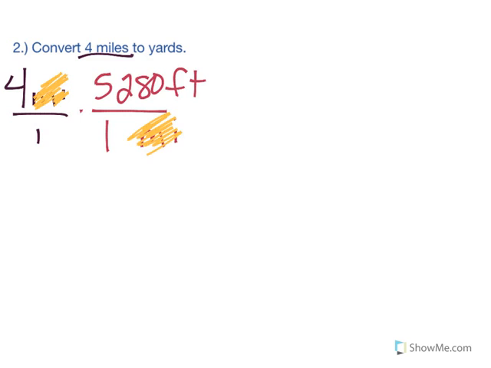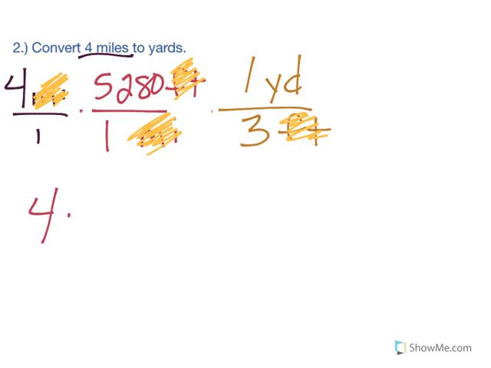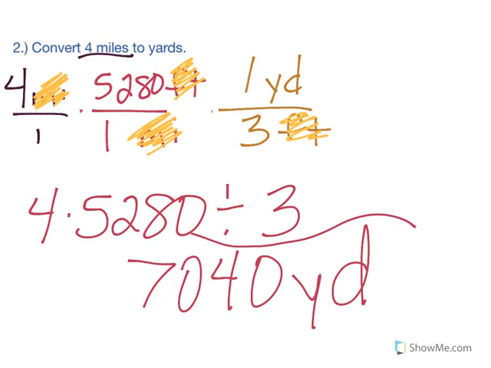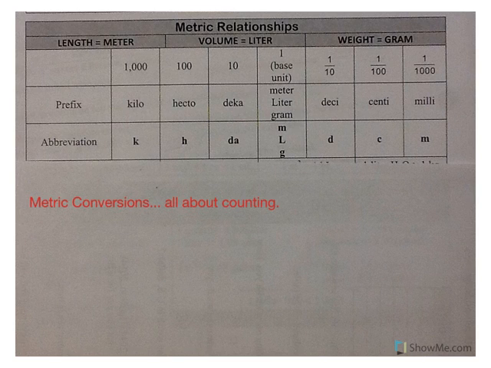And you might want to grab a red pen or something and use that to cross out the labels as you finish them. But now, again, I don't want feet either. So if I put feet on the bottom, it makes them go away. And I know there are 3 feet in 1 yard. So that makes my feet go away. And now I'm in yards, which is what I want. So again, when I do the math, I start with 4. 5,280 is in the top, so I multiply. 3 is in the bottom, so I divide. And I end up with 7,040 yards, right? Do not forget your label. The label is one of the most important pieces. All right. Now let's go to metric.